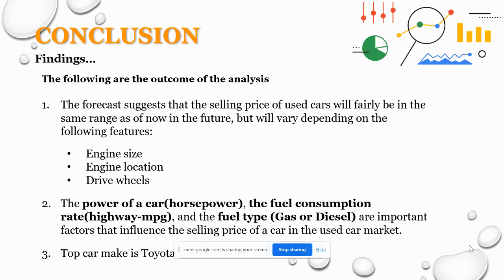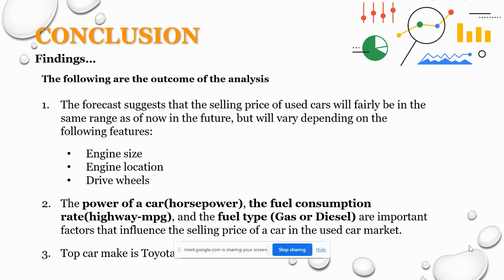We discovered that the selling price of used cars was fairly in the same range as now in the future. Engine size, engine location, and drive wheels were all assessed, and engine size and engine location serve as very good predictors of price, whereas drive wheels are, to some extent but not entirely, a good predictor of price. Then the power of the car, horsepower, the highway miles per gallon, and the fuel type, either gas or diesel, are also important factors that influence used car prices.